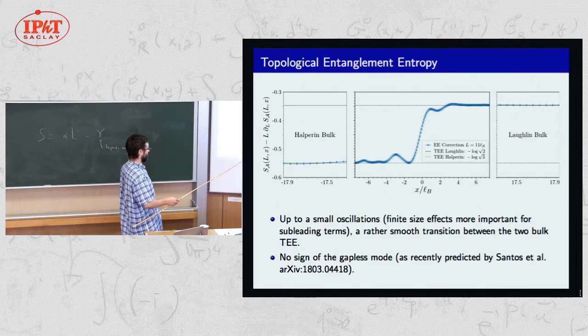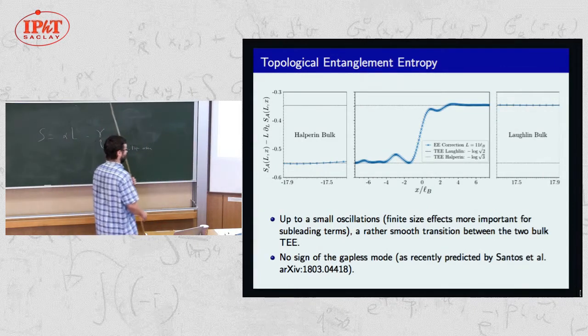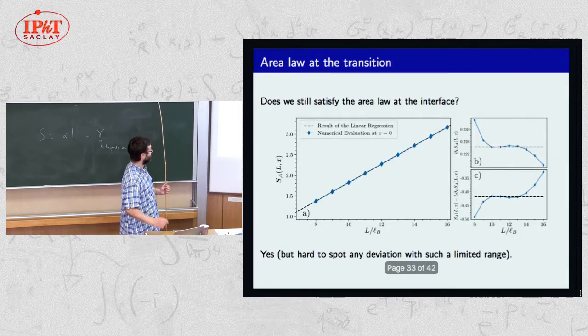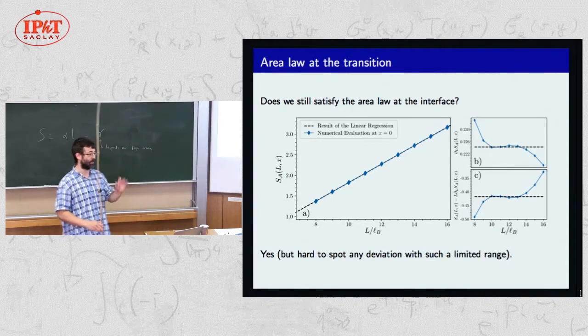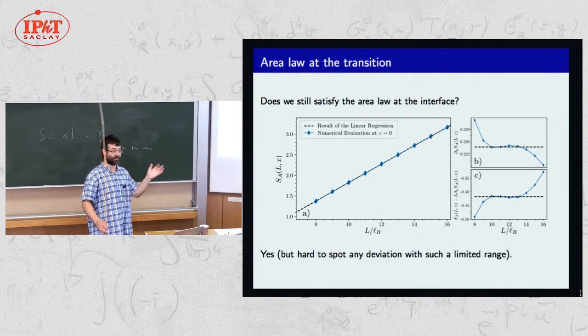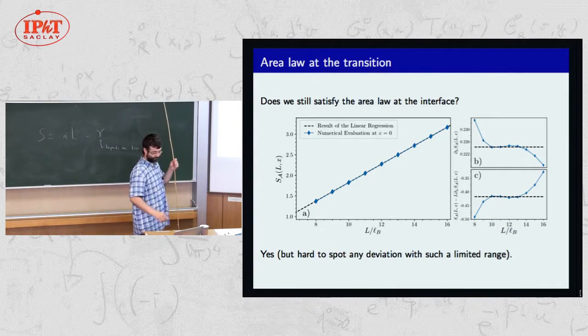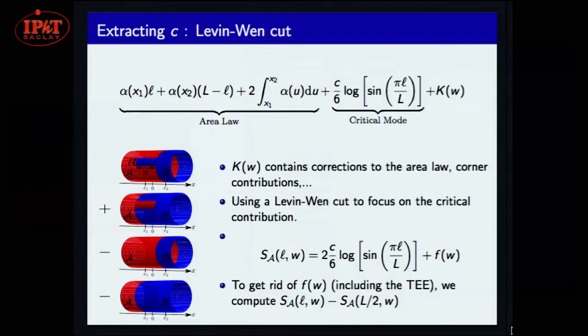This gives you a smooth transition between the two bulk topological entanglement entropies. And there's no particular sign of the gapless mode, in the sense that at the interface, you still have an area law. You might expect, oh, it's a 1D critical thing, I might expect the Calabrese-Cardy formula. Well, not if you do that cut. But there's a way to actually get the Calabrese-Cardy formula, which is to do a cut like this.